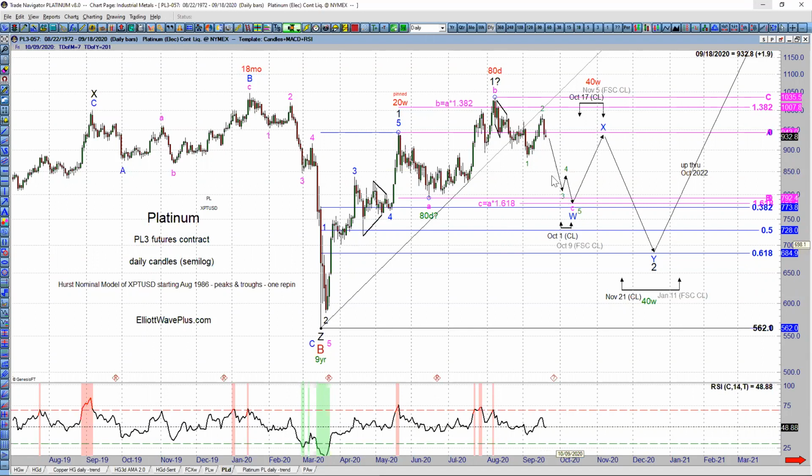If we use the FTSE cycle program, it would be down through October 9, up through November 5, down through the end of the year, and then a big, bright, new bull market and a wave 3 type of move.